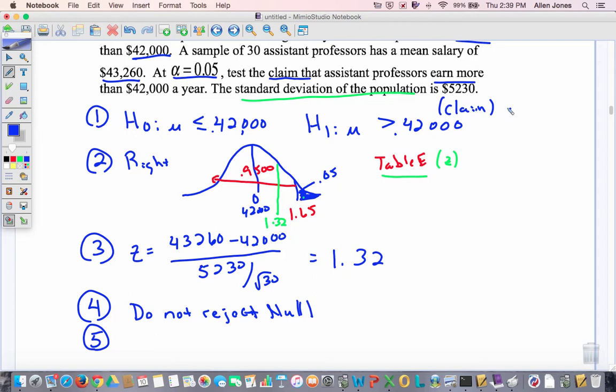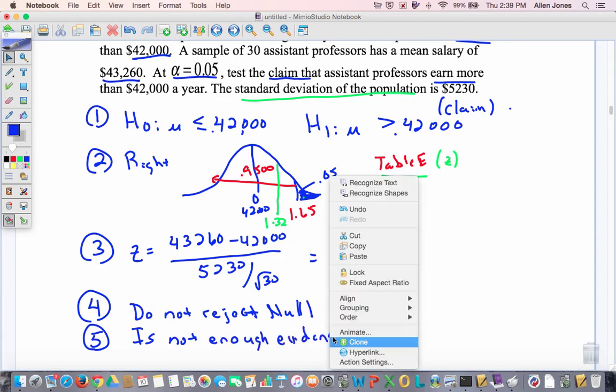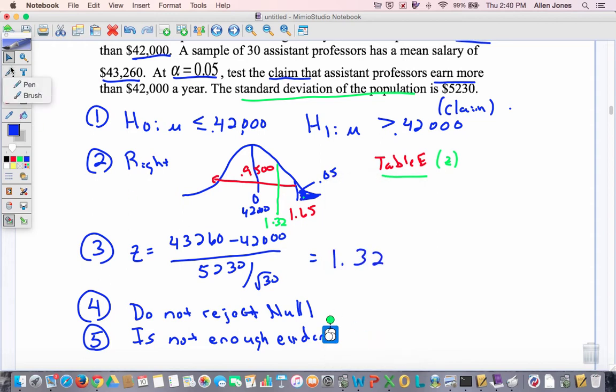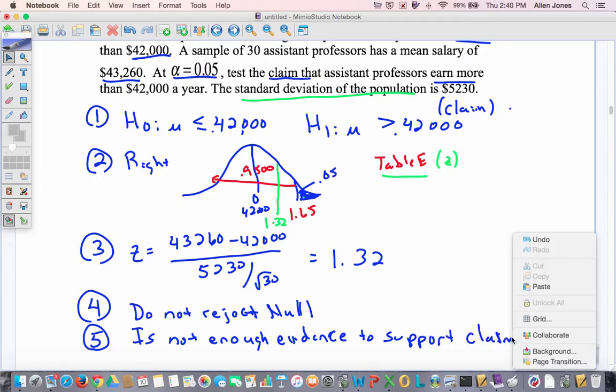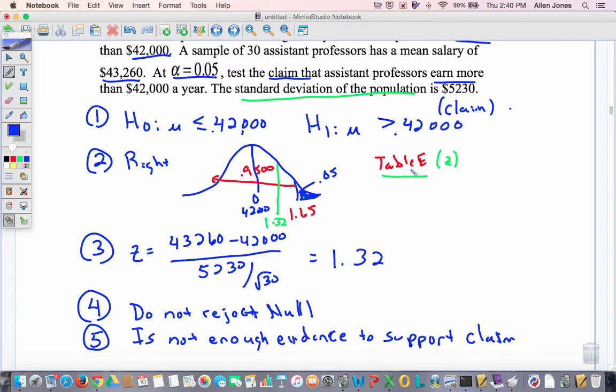And my 5th step is a statement about the claim. Well, we just said the null was true, which means the alternative is false. And if the alternative is false, since the claim is the alternative, the claim is also false or wrong. So there is not enough evidence to support the claim.